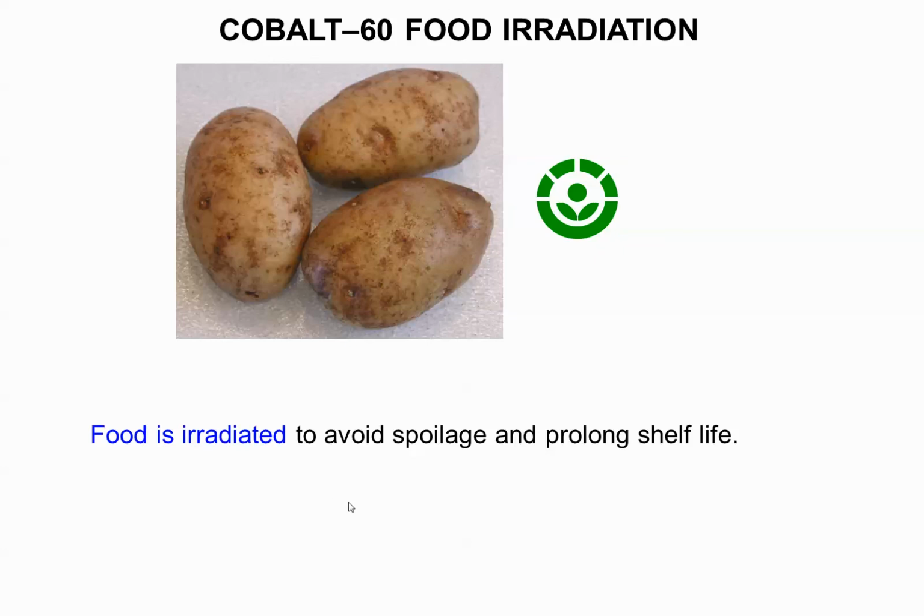Another application is cobalt-60 irradiation. Food is irradiated to avoid spoilage and prolong shelf life. Many countries have approved food irradiation, like for example the United States, the US FDA has approved irradiation of wheats and potatoes, spices and some fruits and vegetables, meat products and so on. Like for example, strawberries in Florida, pineapples from Hawaii are irradiated.